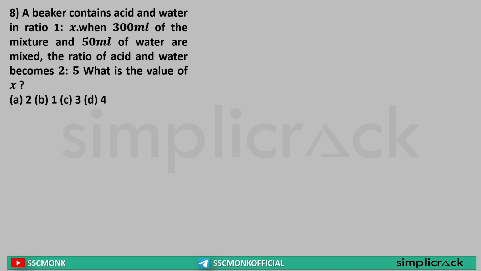Next, a beaker contains acid and water in the ratio of 1:6. When 300 milliliter of mixture and 50 milliliter of water are mixed, the ratio of acid and water becomes 3:5. Now what happened? Sir, acid here, water here. Ratio 1, x. Total 1 plus x.